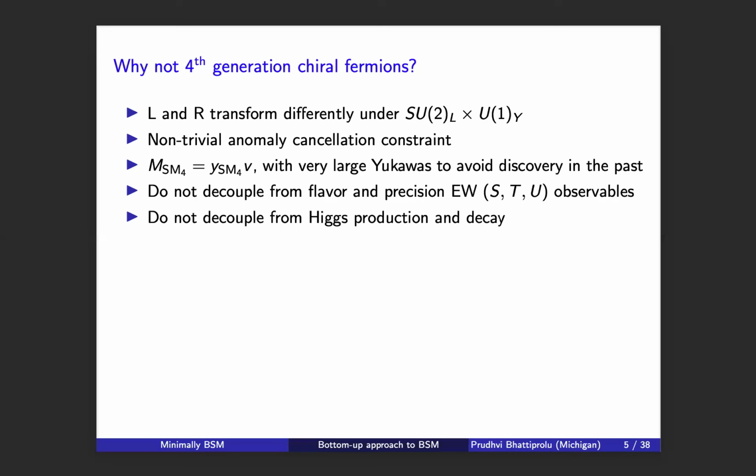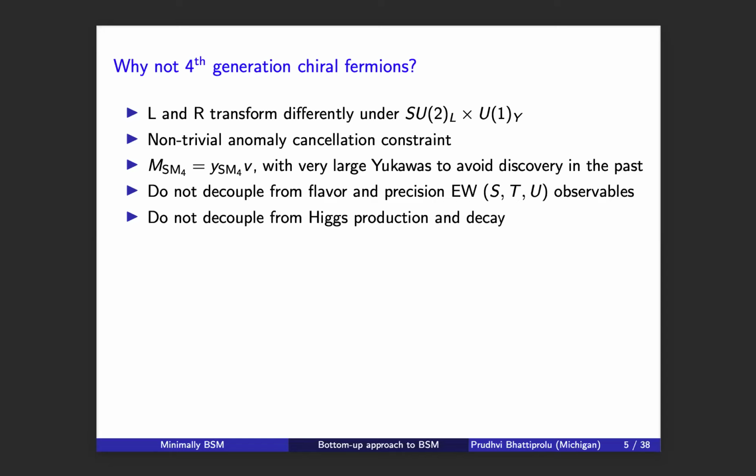And the natural extension that one could think about is 4th generation chiral leptons, which is just like the standard model, in a sense that the left and right-handed pieces transform differently under the SU(2) cross U(1) symmetry. And if I have left and right transforming differently, then the anomaly cancellation is not so trivial. In order to give these masses, because if these are lighter, we would have already discovered them. But since that's not the case, these have to get masses through the Higgs coupling. And in order to avoid discoveries in the past, the Yukawas have to be very, very large.